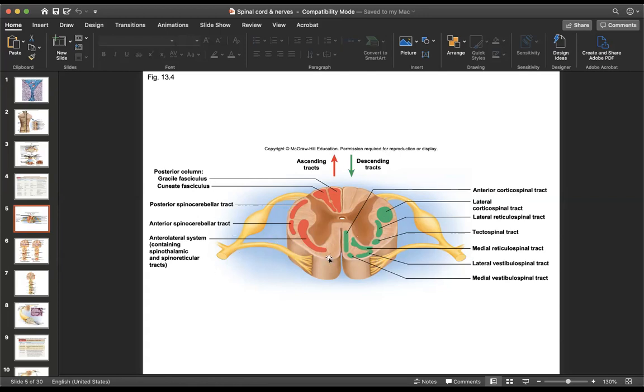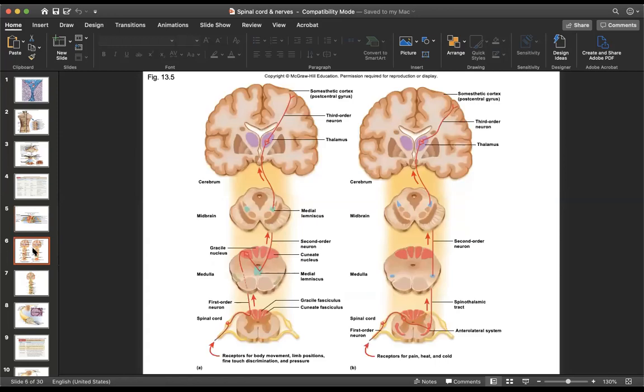When you guys get into med school and later on, you're going to have to know all these, but I'm not going to make you know that. Just be aware they're there.